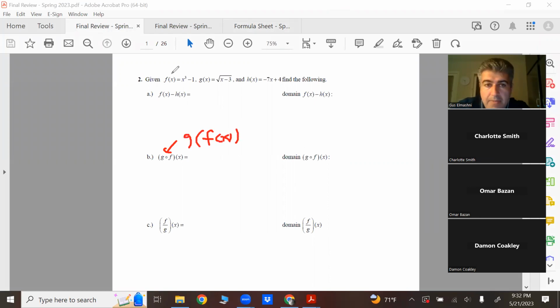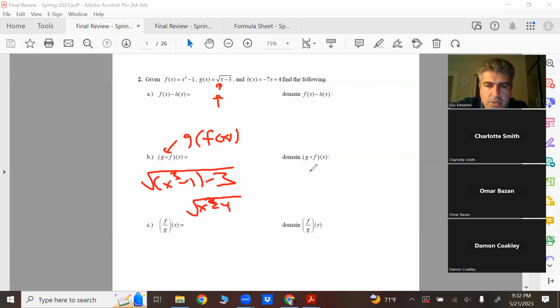So just plug F into the G function. So instead of root X minus 3, you have root X cubed minus 1 minus 3. So you're replacing this with F. And then you could clean it up. It's root X cubed minus 4.